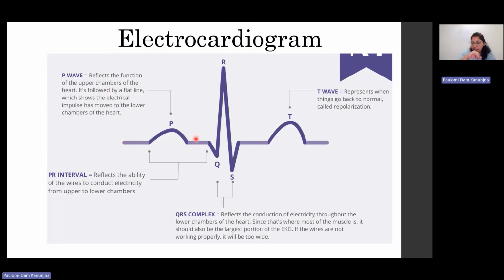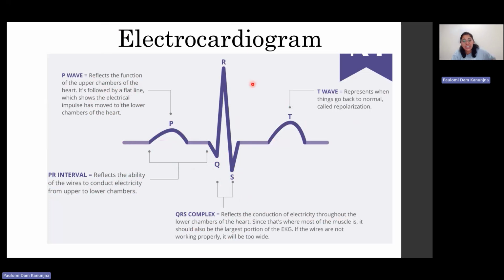So you start with ventricular systole, right? And then you have this interval, the PR interval. This basically talks about the ability of the wires to conduct electricity from upper to lower, because what we mean here is the lower chamber's contractibility: how quickly this signal has come to the ventricles. Then you have the QRS, which is basically the conduction of electricity through the lower chambers.